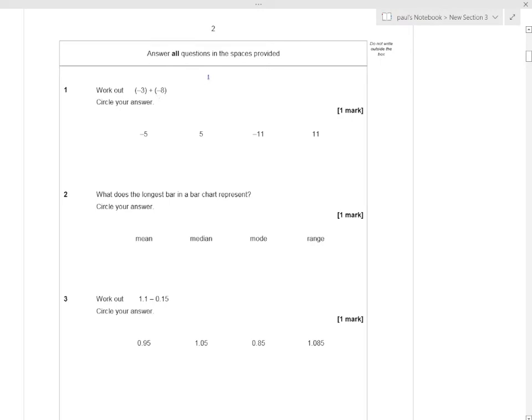This is working with negative numbers. We'll try and get through this as fast as we can because this is a 1.5 hour paper. So just think of that as an and. So we've got -3 and -8 make -11.